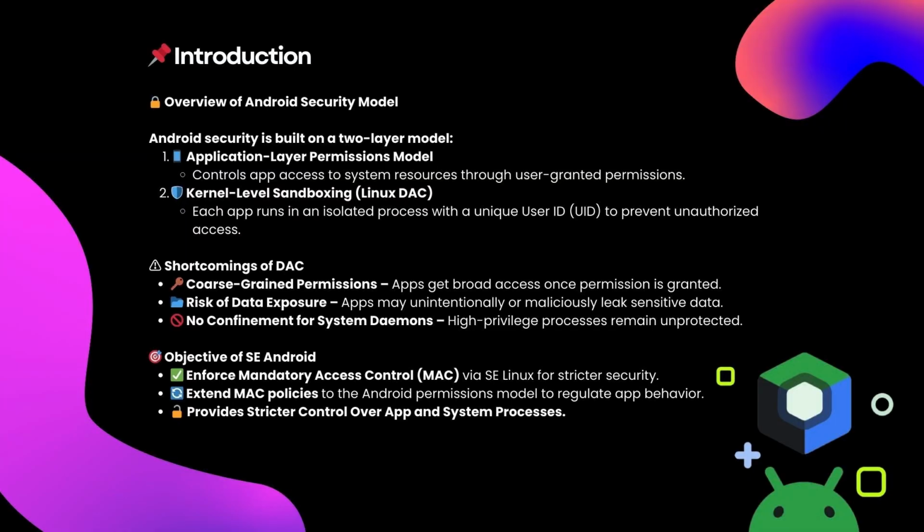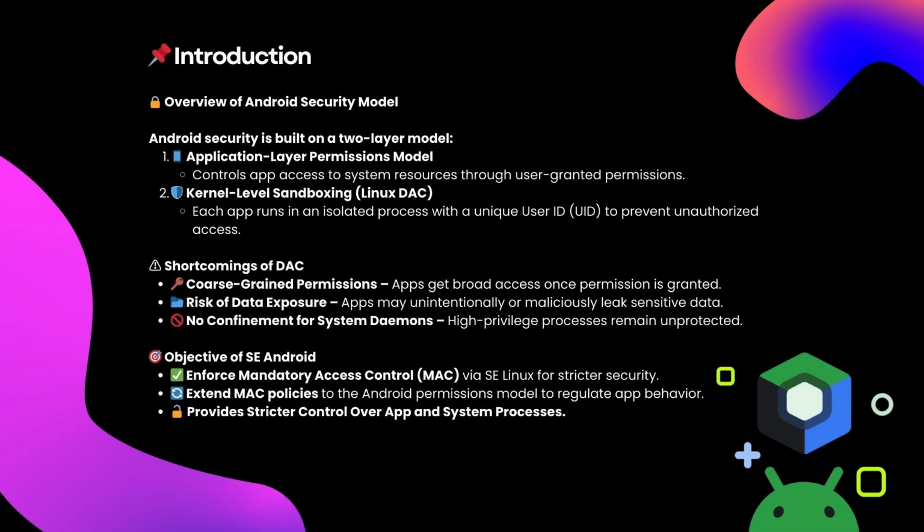So Android security is actually built on a two-layer model. Think of it as a two-step process that controls how apps interact with the system and each other. The first layer is the application layer permissions model. This is the most visible security feature that we, as users, interact with. You know when an app asks for permission to access your camera, contacts, or location. That's this layer at work. Apps request access, and users grant or deny it. It sounds good in theory, but as we'll see, it has its flaws.